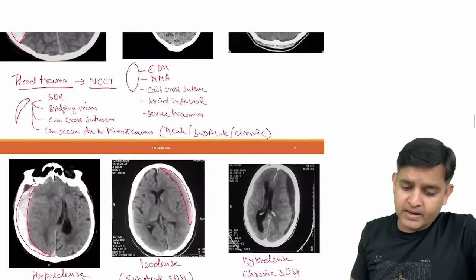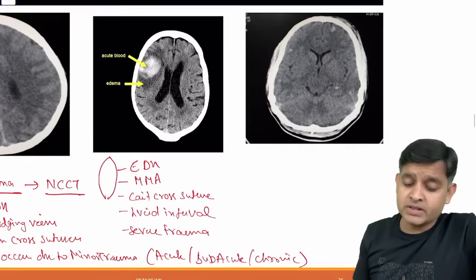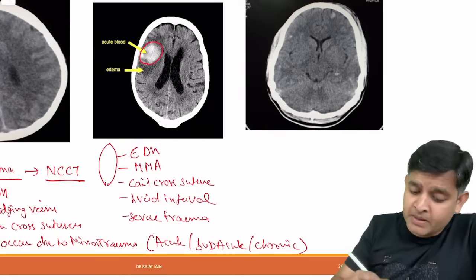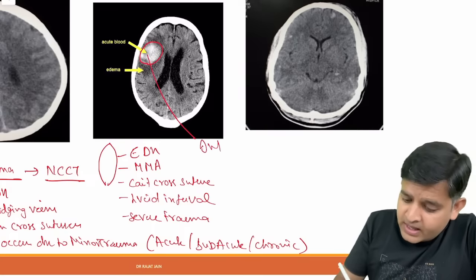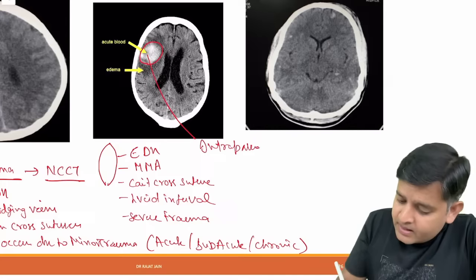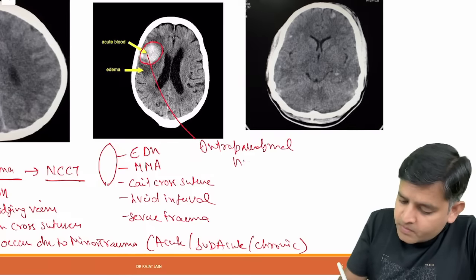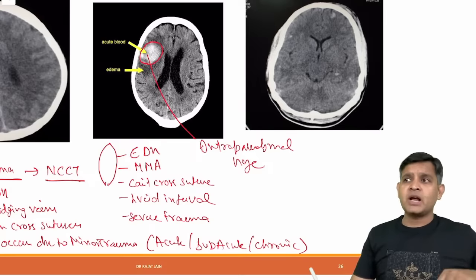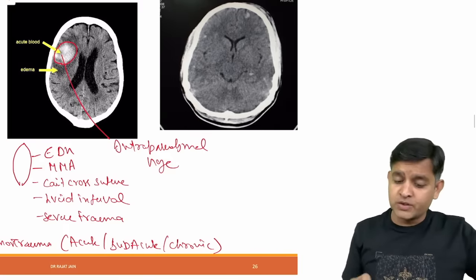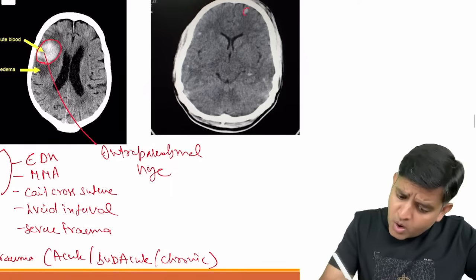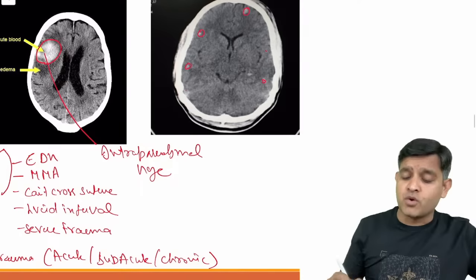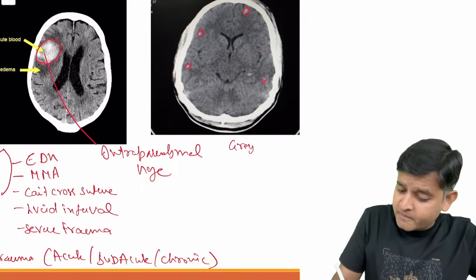Okay, all right. Now let us see this. Now what is this? This is hemorrhage within the brain parenchyma. So what is the name? This is intraparenchymal hemorrhage. Whereas what do we see here? You can see small hemorrhagic foci at the gray-white matter junction.